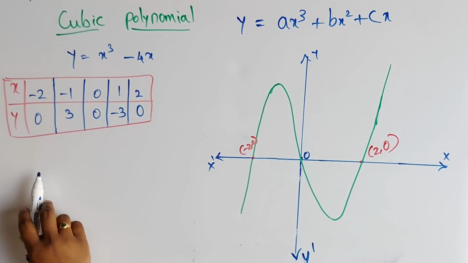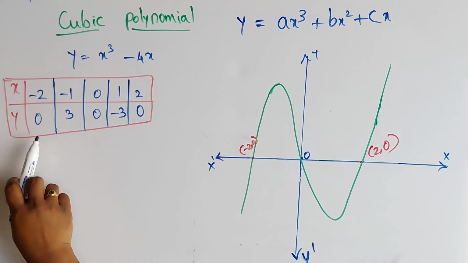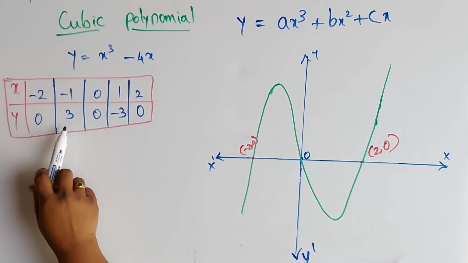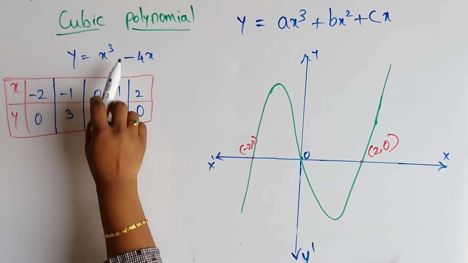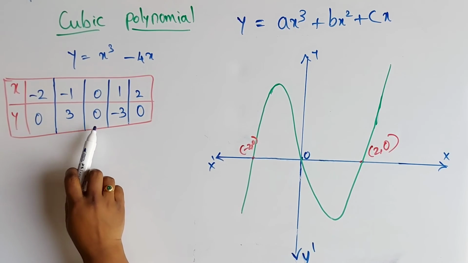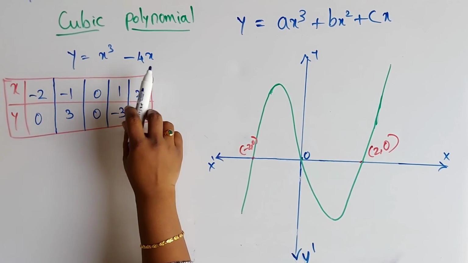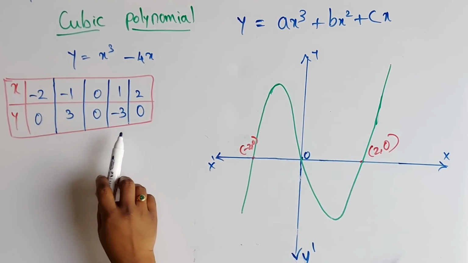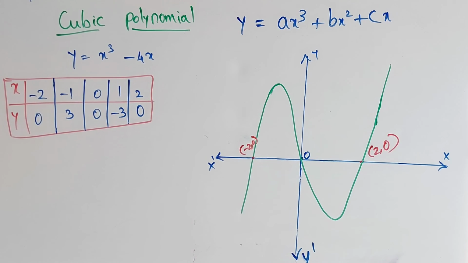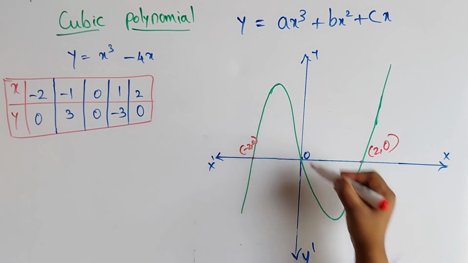These are the points, children. If x equals -2, the y value is 0. If x equals -1, the y value is 3. If x equals 0, the y value is 0. And x equals 1 means the y value is -3, and x equals 2 means y is 0. After representing these points on the graph, this is the shape, children.